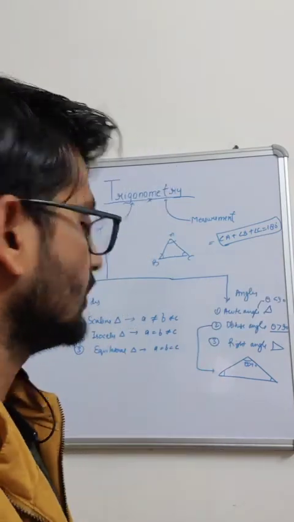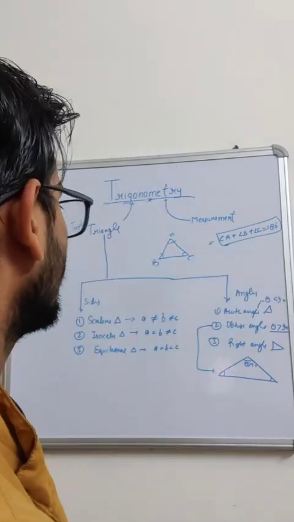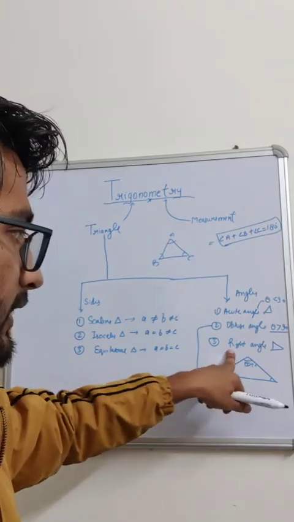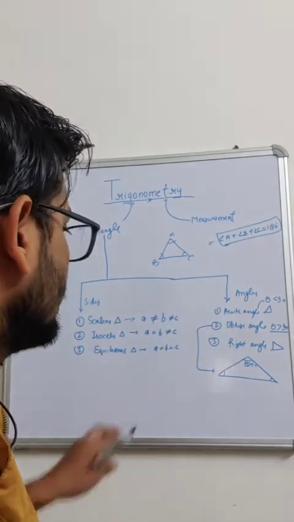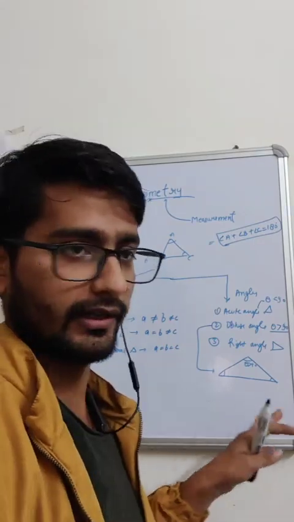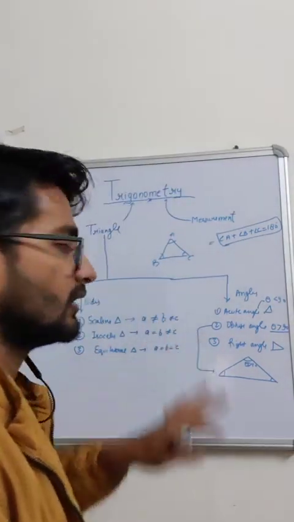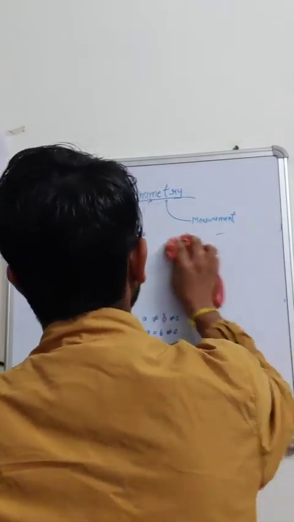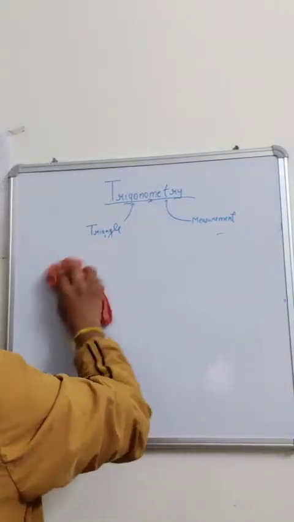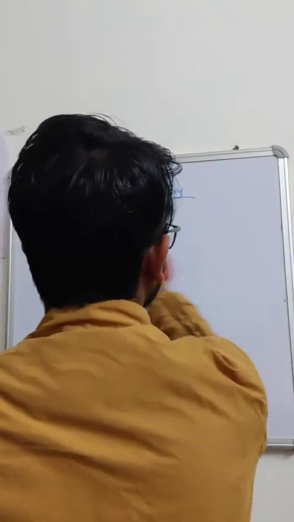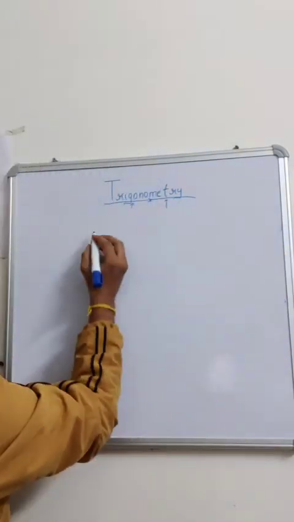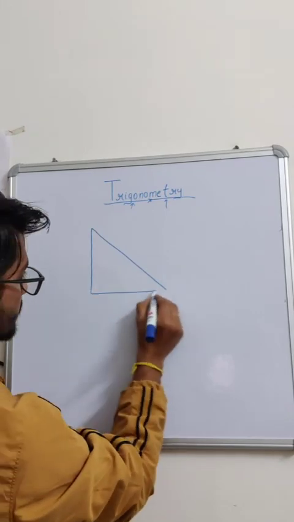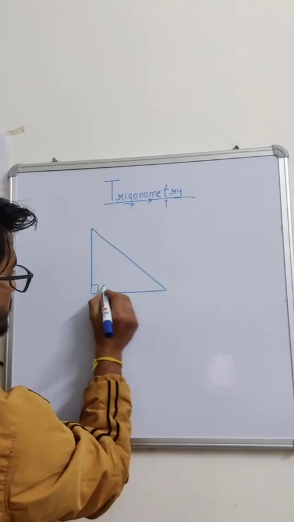So now we'll move further to the very important topic of Pythagoras theorem, which is related to the right angle triangle. Here we will learn about right angle. Mostly in trigonometry we deal with right angle triangles only. The right angle triangle is one where one angle is 90 degrees.